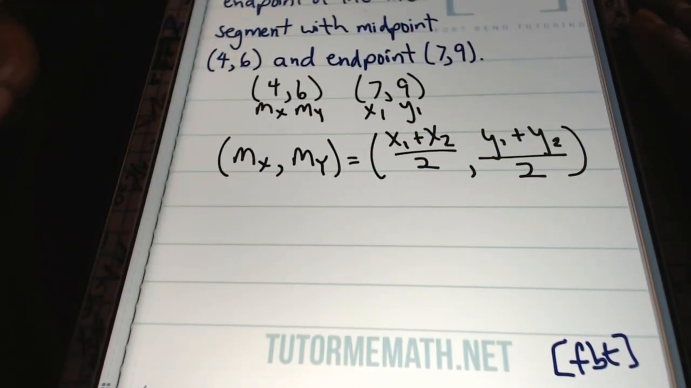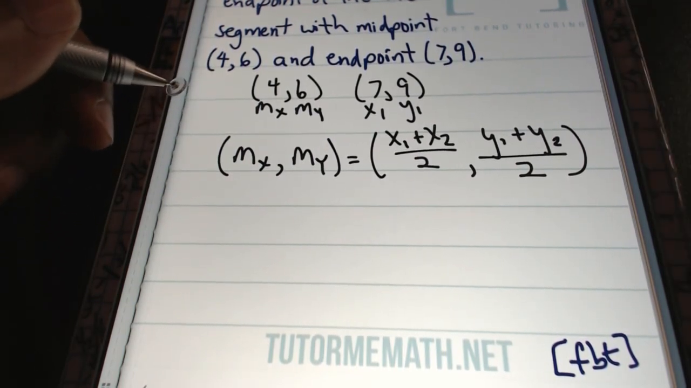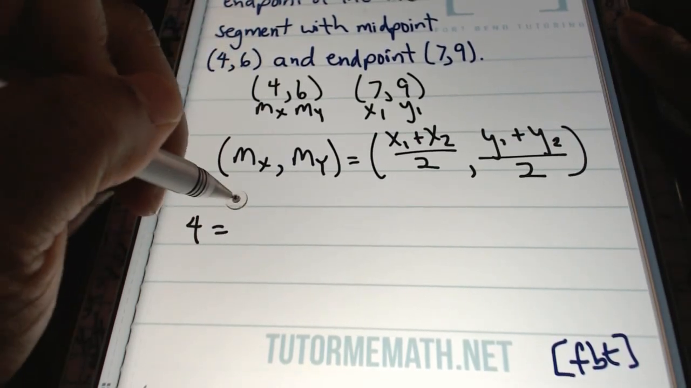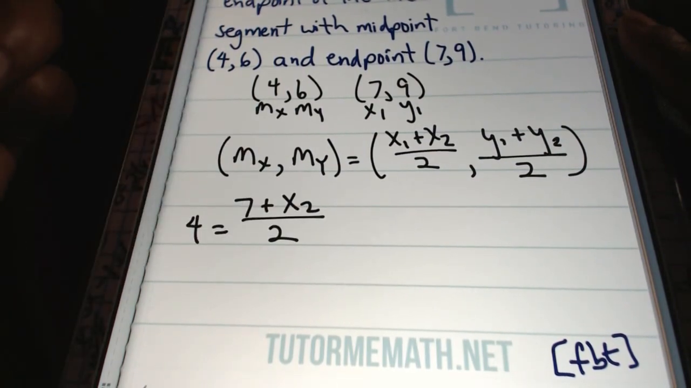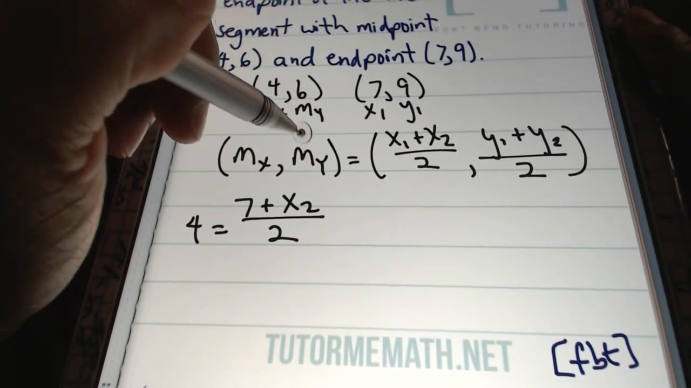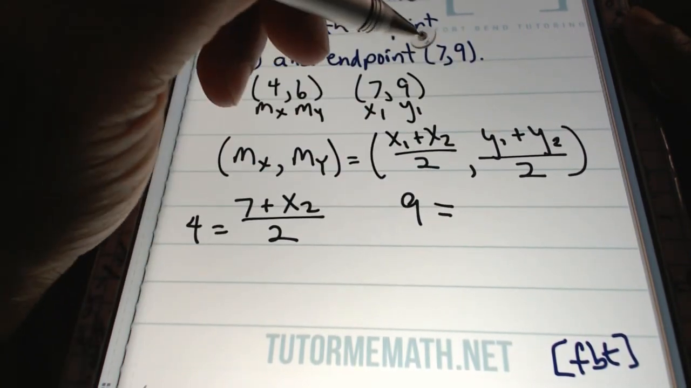So using this formula, we can solve for each of the values of the midpoint separately by plugging in our values. The first equation will look like this. We'll say that we have 4 equivalent to 7 plus x2 divided by 2. Then we can solve for the x value of that second endpoint. And for the other equation, we would say that we have our y value of the midpoint, which in this case is 9, and that'll be equivalent to our y value.